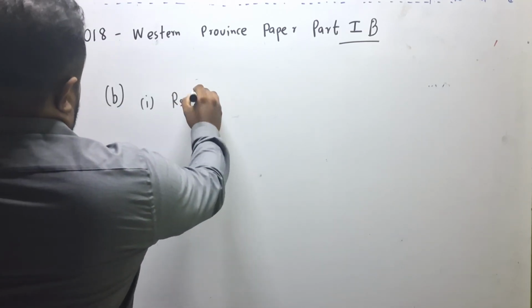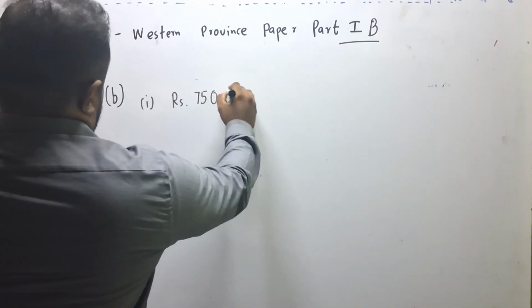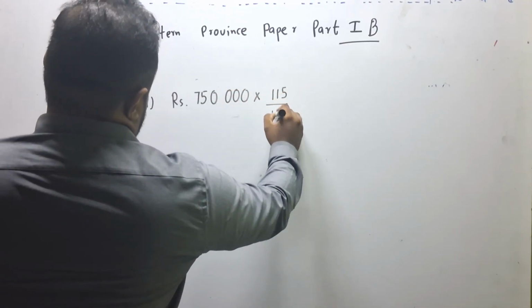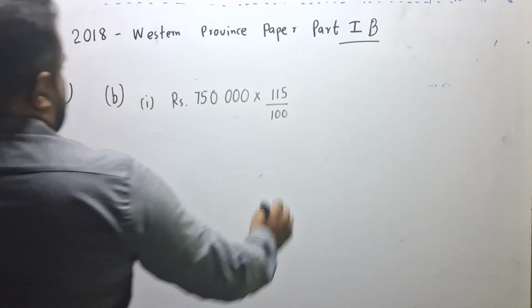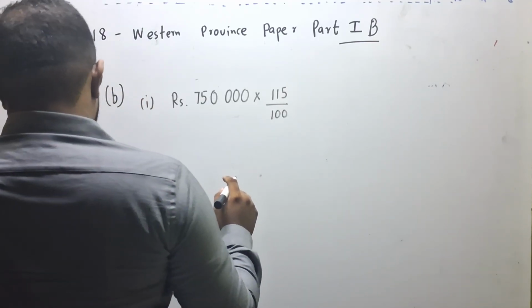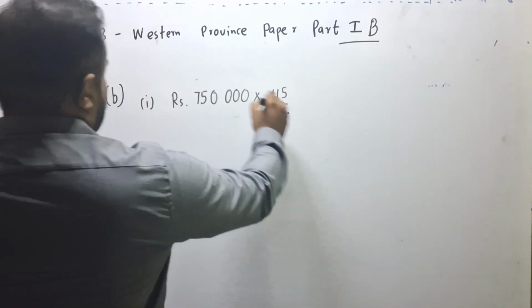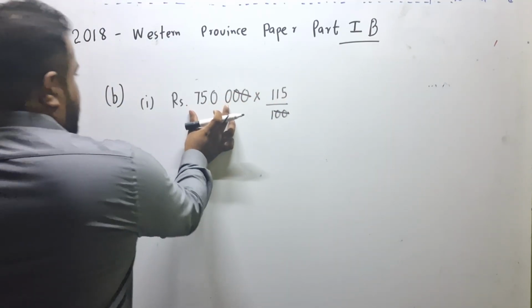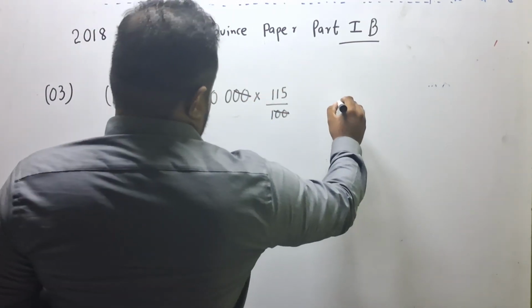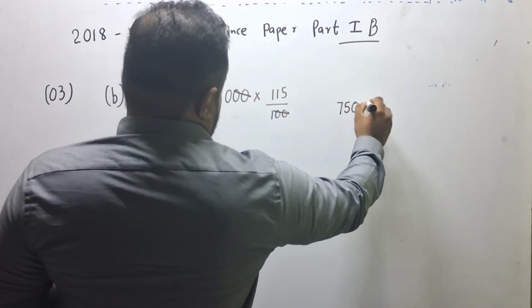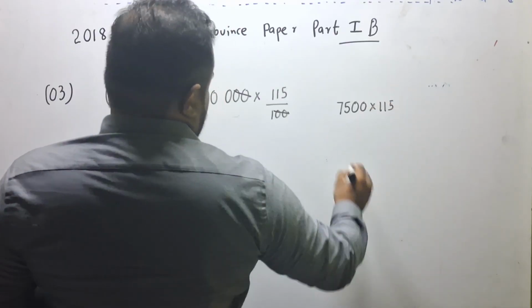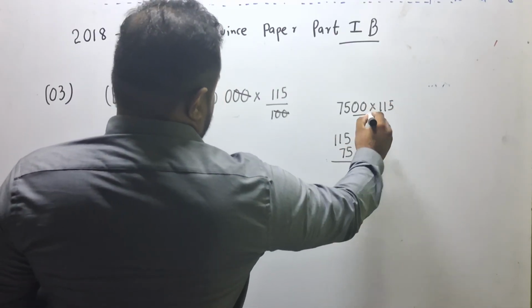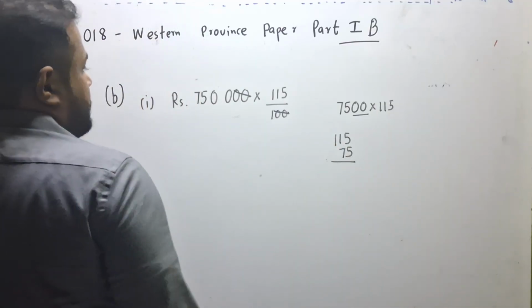Rupees 750,000 multiplied by 115 over 100. That's the value of the car after paying the duty. Cut 2 zeros with 2 zeros, and you have to multiply 7,500 by 115. You just multiply 115 by 75 and put 2 extra zeros for the final answer.